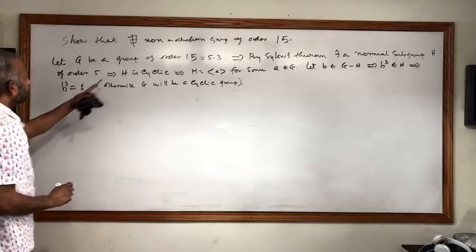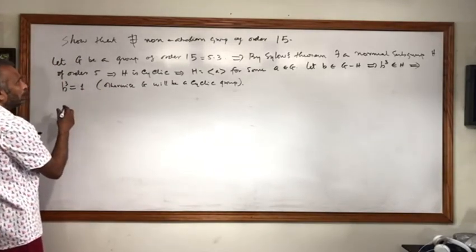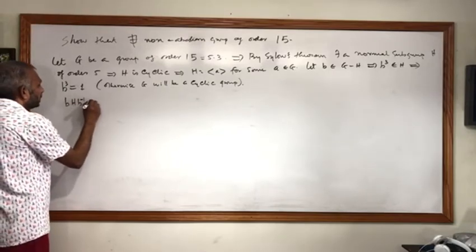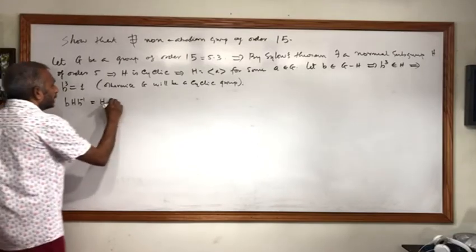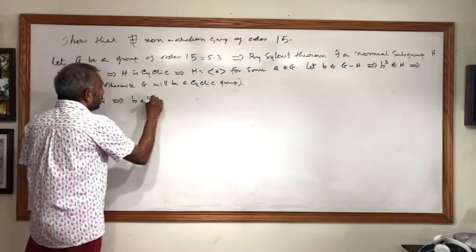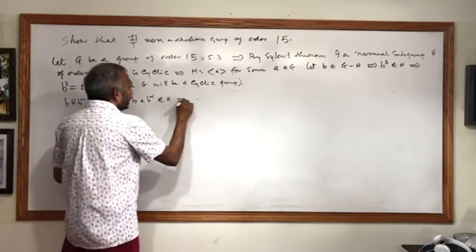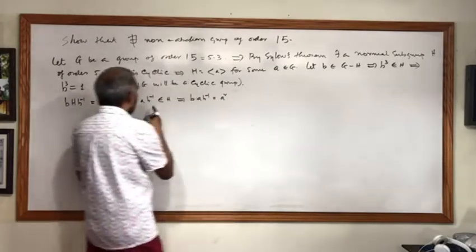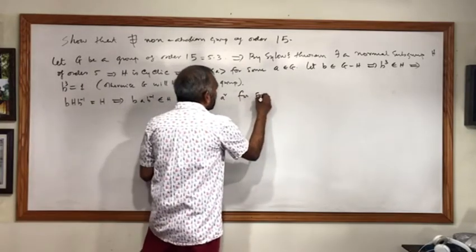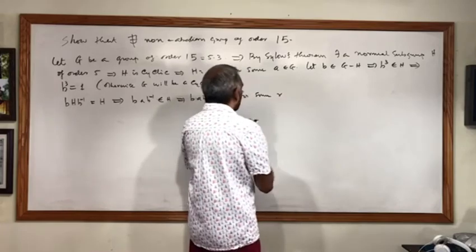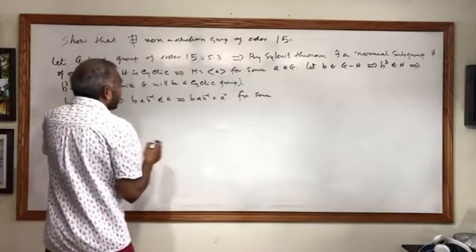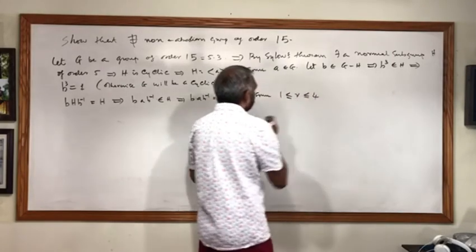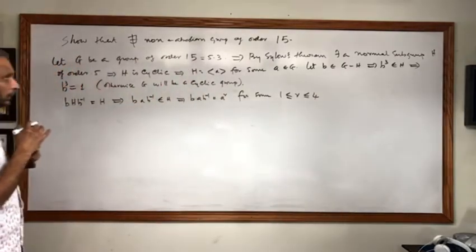So because H is a normal subgroup, B inverse belongs to H, and that implies B inverse is equal to A to the power of R, because H is cyclic, for some R. Actually that R is coming from here, so it has to be 1 less than or equal to R less than or equal to 4, right?